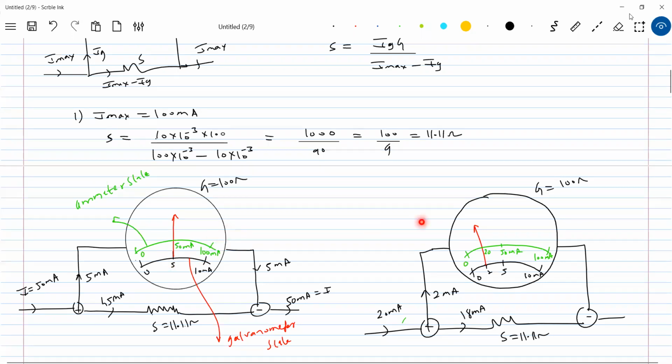So by just connecting a low resistance in parallel with the galvanometer, we are increasing the range of the galvanometer. So now, what is an ammeter? What should you call an ammeter? A shunt with a galvanometer will become an ammeter. Altogether, a low resistance in parallel with a galvanometer will be an ammeter. This total setup you have to call an ammeter.